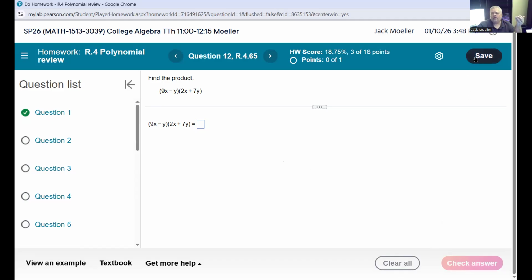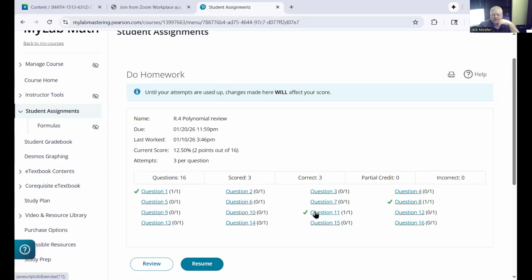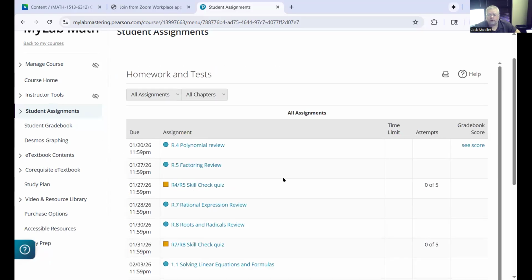Like this save button, I don't really know the purpose of the save. It takes you back to this page here. Let me make sure it's saving the right page. And then you can see that I did 1, 11, and 8, got them all correct. So I've got several more to do. Like I said, I don't know why it takes you back there, but you don't have to hit that save button. When you hit check answer, it saves it. All right, so that's what the homework looks like.